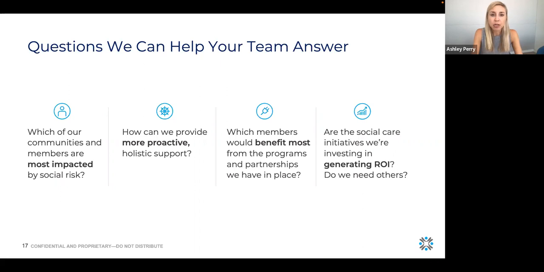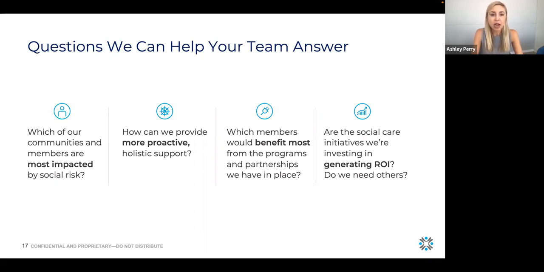In addition, it can help you understand, as I mentioned, which of your members would benefit most from those programs that you have in place today, and not just the ones that are most likely to find their way to those programs independently. So think about getting upstream of that and being able to be more strategic in identifying who would benefit from these programs and proactively reaching out to them in a way that's tailored to their needs and allows you to be more likely to be able to engage them and enroll them in those programs.